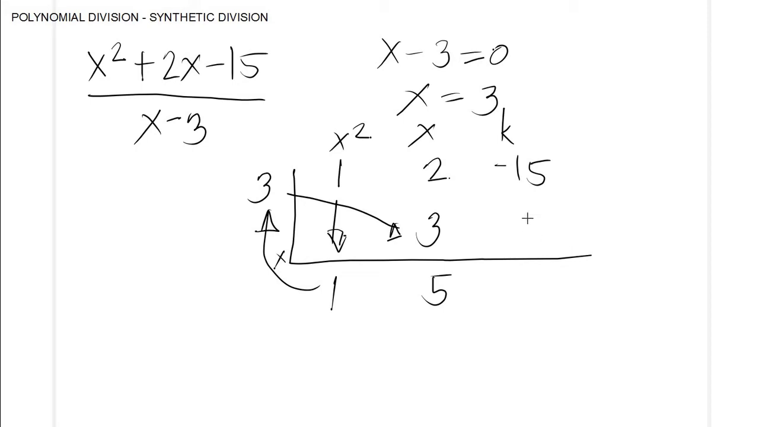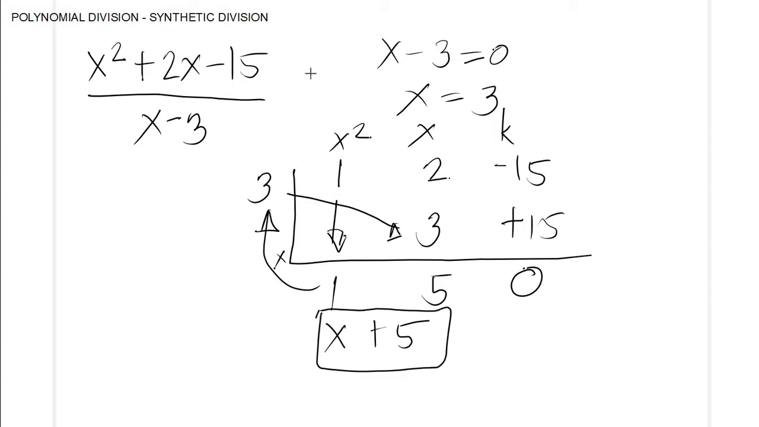And then we do that again, so that's 5 times 3 equal to 15, and then we add these two and we will get 0. That means that we don't have a remainder for this function. So our answer would be x plus 5.